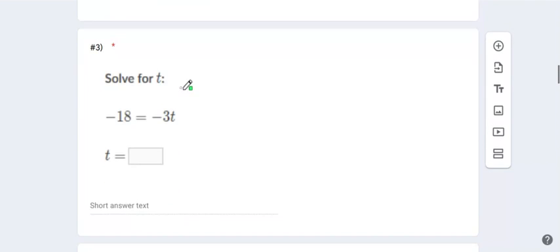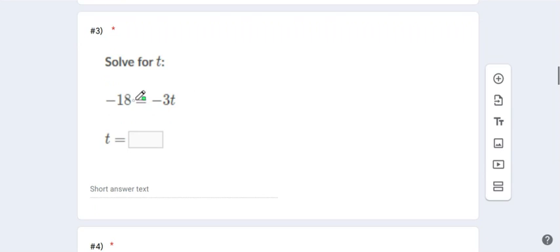Number 3, we're going to solve for t. This is negative 18 equals negative 3 times t. Notice how I read this, negative 3t. I have a number, negative 3, written right next to a variable. That is understood to be multiplication. So this is negative 3 times t. So in the previous problem, we undid division by multiplication. How would we undo this multiplication? What would the opposite of multiplication be, or the inverse of multiplication? It would be division, right?